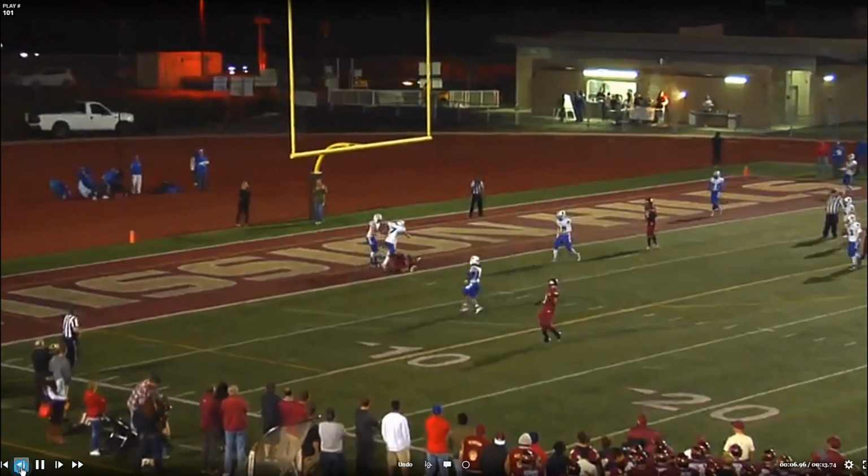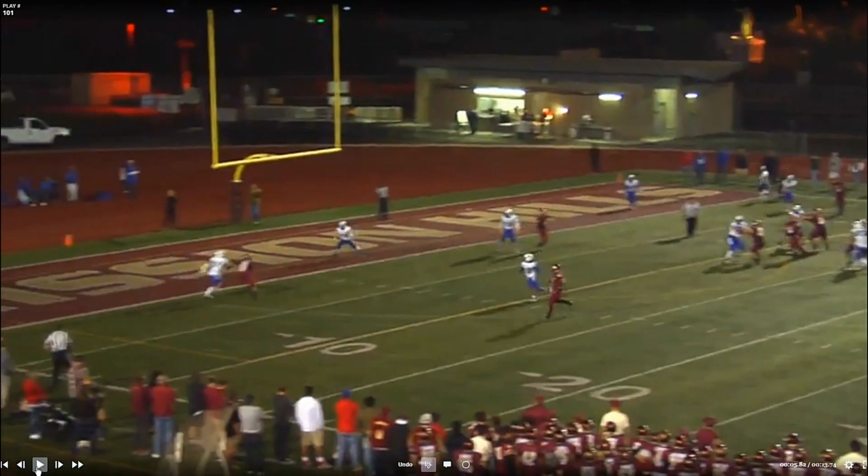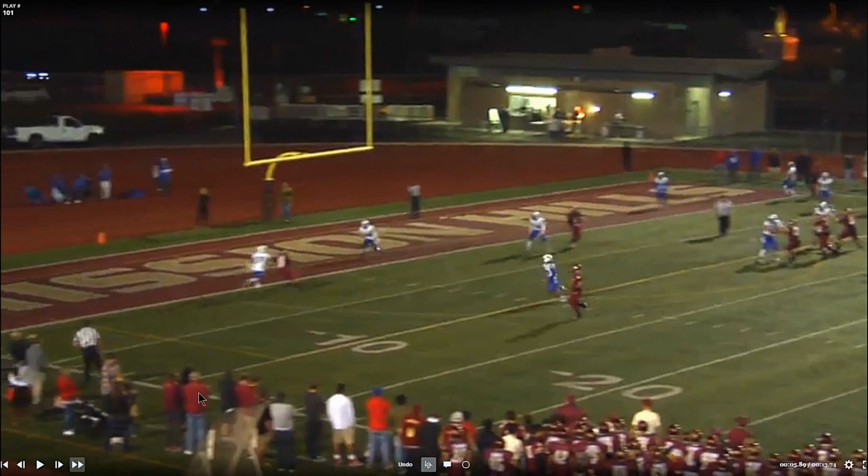You can see he gets there just a little bit early. Watch this. I don't know if you can see the ball. The ball's right here. Here's the defender.